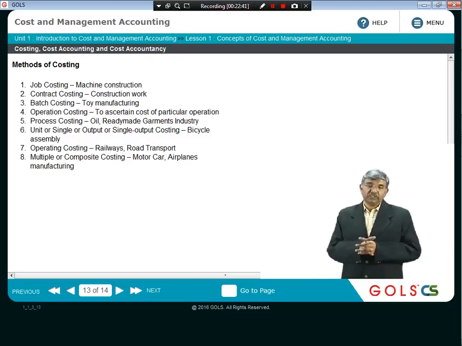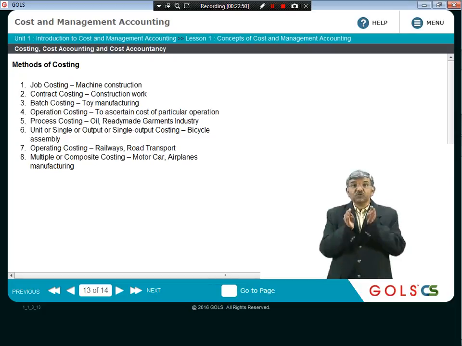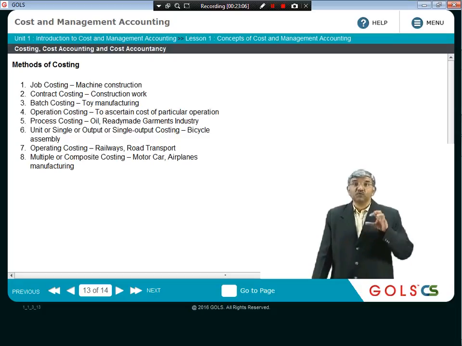Batch costing, where the production is of smaller units. In that case, instead of calculating the cost of one unit, it is better to calculate in a batch. In a bricks manufacturing or a toy manufacturing, over there batch costing can be followed. Operation costing, to ascertain the cost of a particular operation. Whenever your activity is divided into different operations, and for every operation you want to find out the cost, then over there operation costing can be utilized.